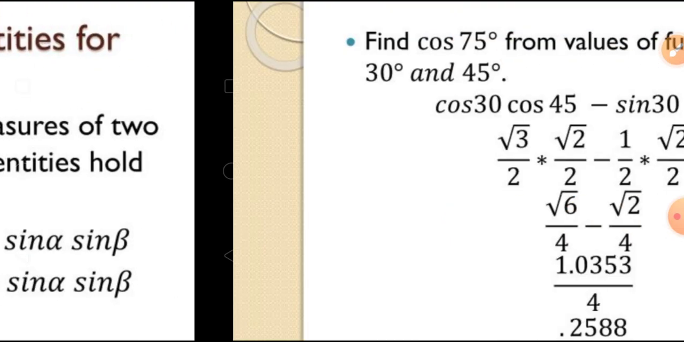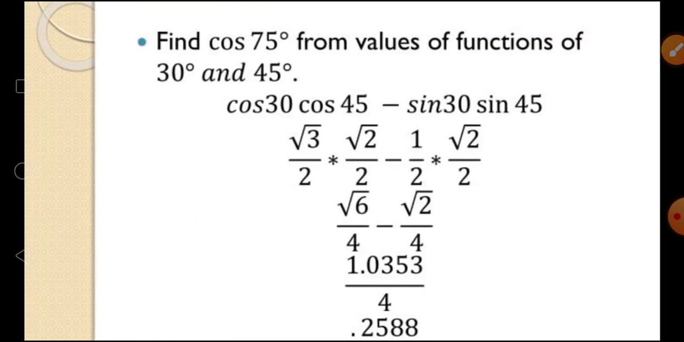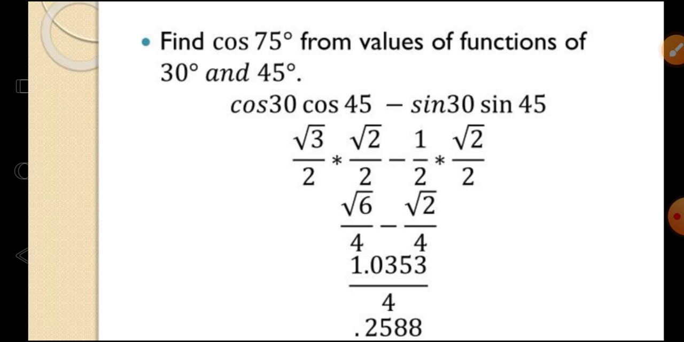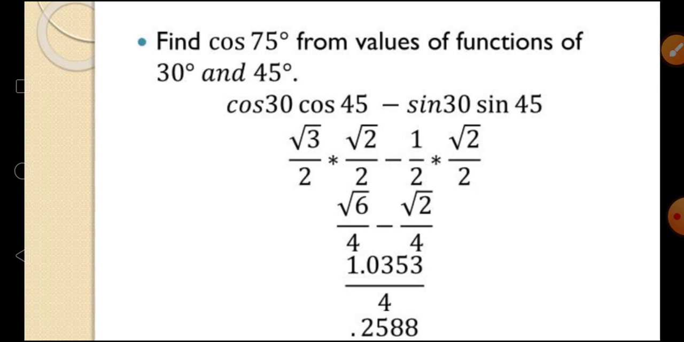Now we see an example. Find cos 75 degrees from values of the functions of 30 degrees and 45 degrees. So we know the values for 30 degrees and 45 degrees, but we don't know the value for 75 degrees. So cos 75 can be written as cos of 30 plus 45 degrees. So this is in the form of cos of alpha plus beta. So we have the identity cos of alpha plus beta equals cos alpha cos beta minus sin alpha sin beta.